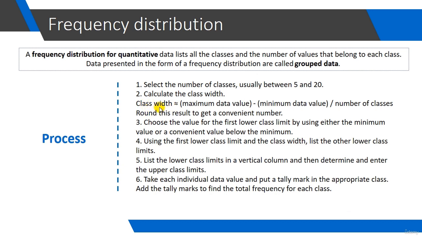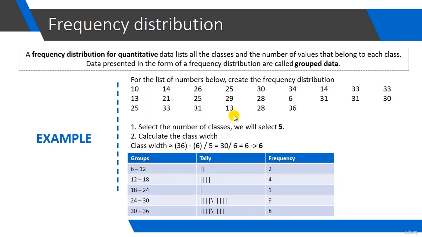Once we have class width, we can start creating the classes. We start with the minimum value, we add class width, and we get the first class. This will get clear when we go through the example. This is the continuous data that I have. It's a set of 24 numbers and I want to segregate them into 5 equal classes. So I have selected the number of classes, which is 5.